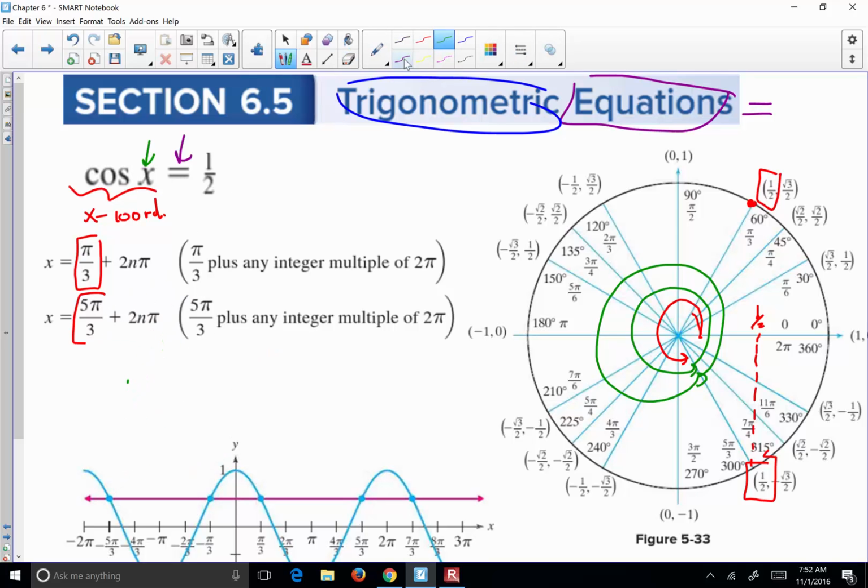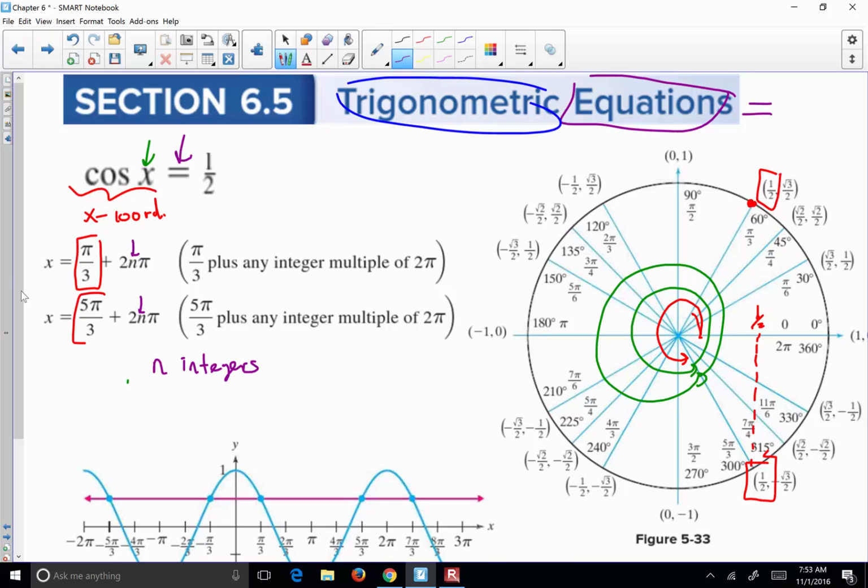This is what they come up with. The notation means n is an integer. It's not only positive values, it can be negative as well, including 0, 1, 2, negative 1, negative 2, negative 10, whole numbers, negative or positive. So this gives you all different solutions. There are two main types, and they are 2 pi addition multiples.